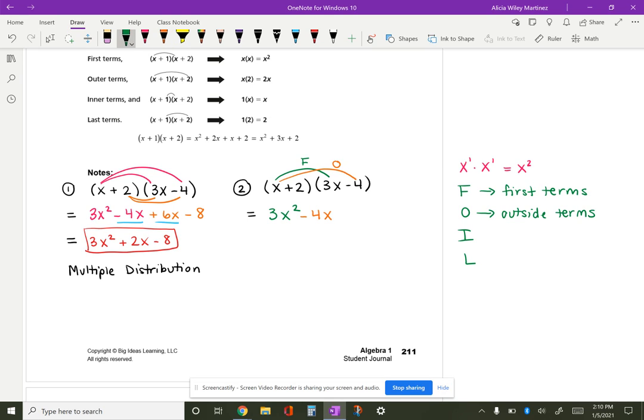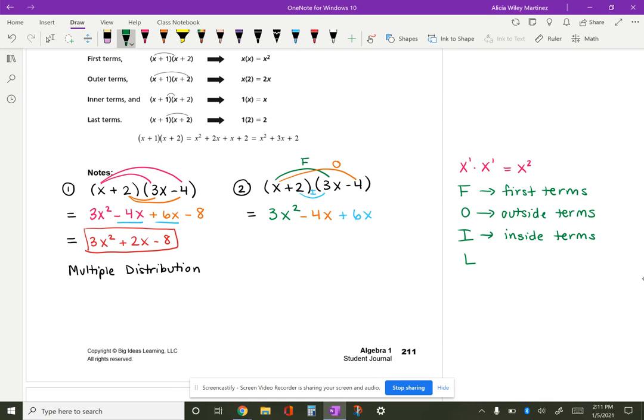The I stands for the inside terms. The inside terms are the terms literally on the inside of the problem. These 2 right here. That is your I, okay? And that would be 2 times 3x, which is 6x.